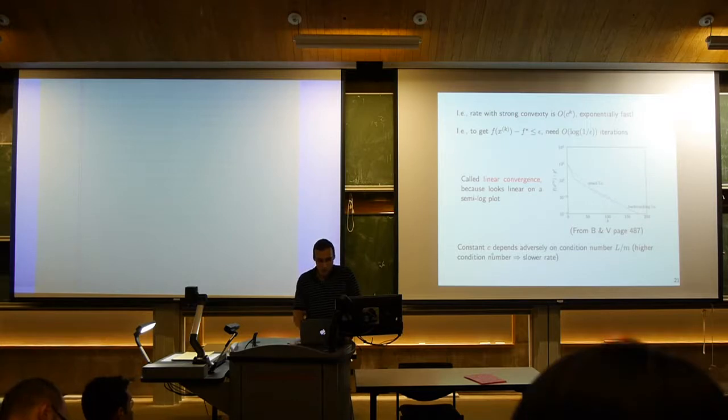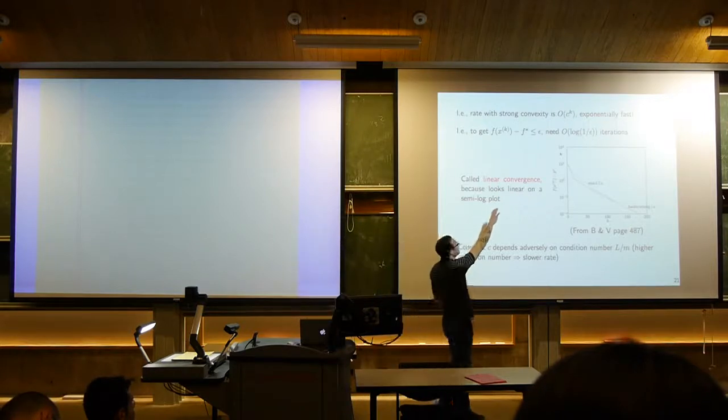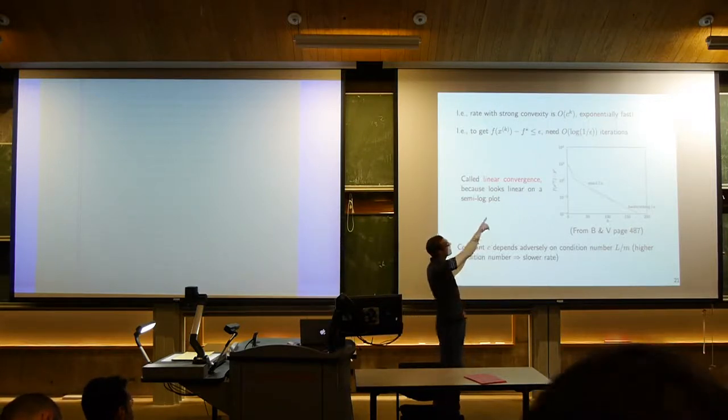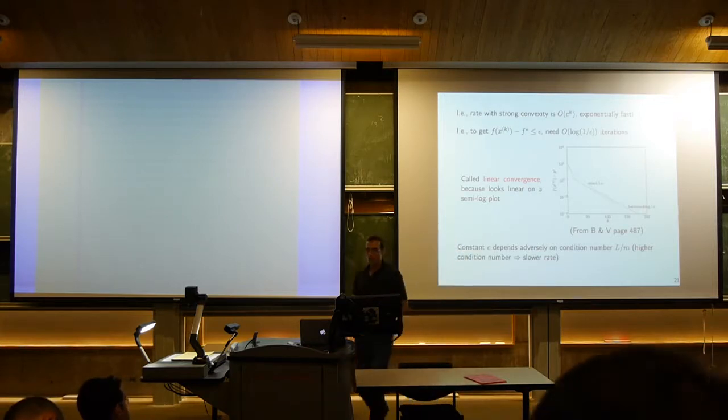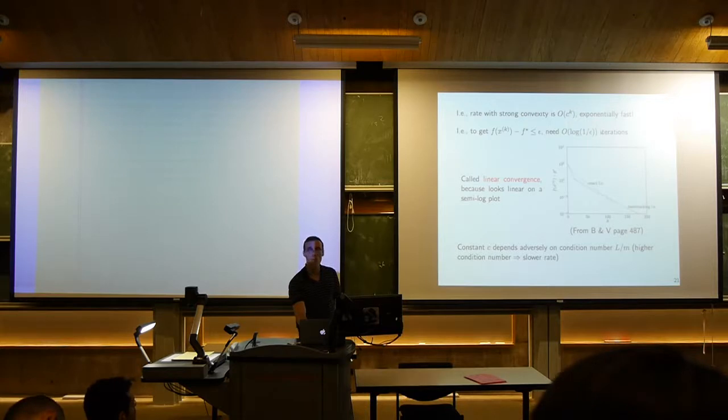Okay, and then the important caveat we pointed out was that we can think about this in two ways. Order c to the k. So after k iterations, that's the error we see, where c is some constant less than 1. Or equivalently, if we want the optimization error to be less than or equal to epsilon, we need log of 1 over epsilon iterations.